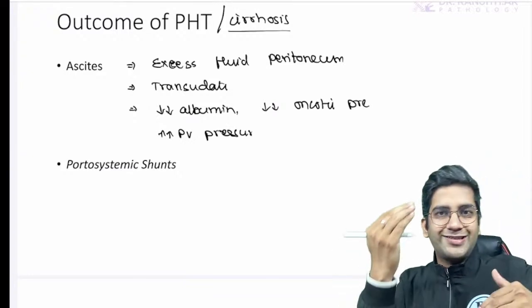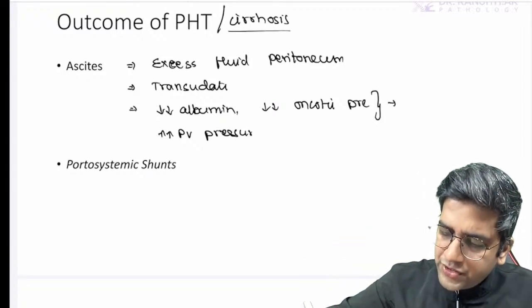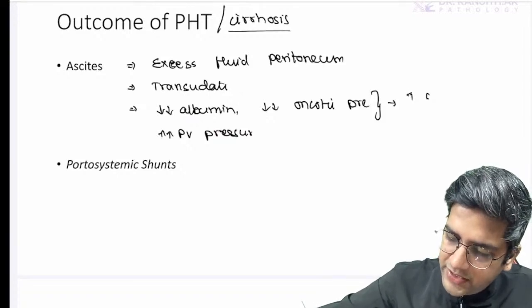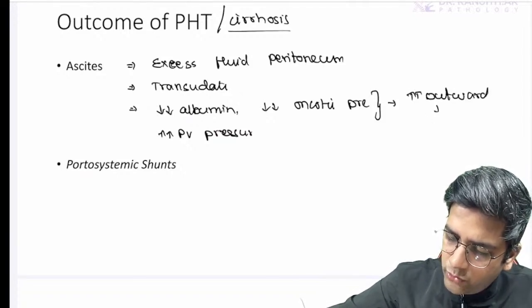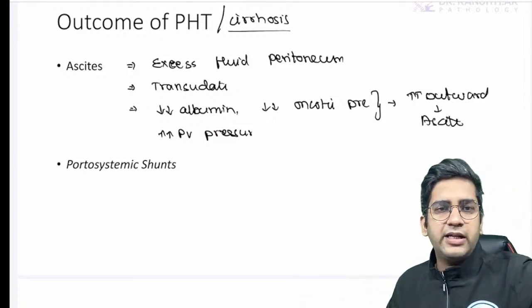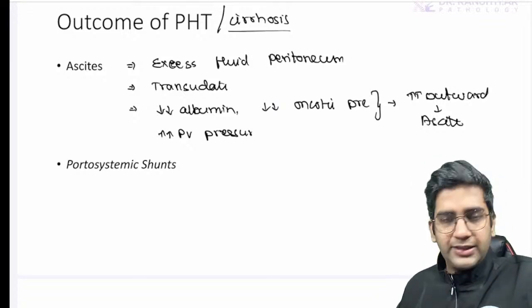See, there are two things. One is reduced oncotic pressure, the other is increased hydrostatic pressure. Both of them will push the fluid outside. It's an outward force. Both of them will increase the outward force. So automatically fluid accumulates and it results in ascites. The primary reason is albumin related, and increased portal venous pressure can also contribute. Okay, that's one.